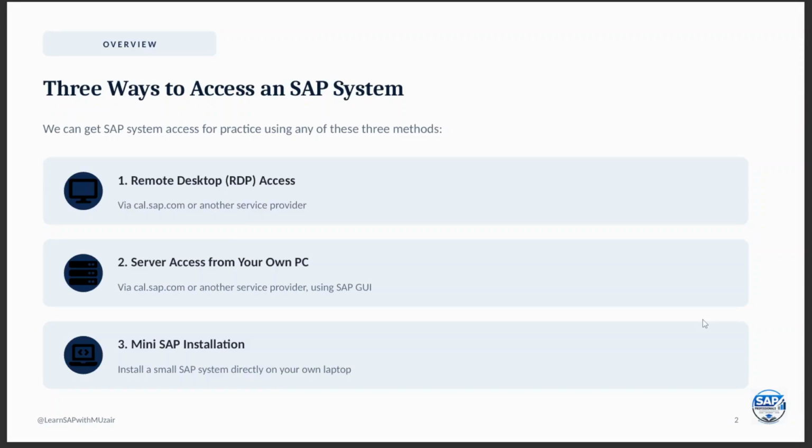And the second is server access from your own PC or laptop, again through call.sap.com or another provider, but this time using an application called SAP GUI, graphical user interface. This is software you install on your system, and then you can start using SAP. And the third is a mini SAP installation, where you install a small SAP system directly on your own laptop. Let's go through each of these one by one, starting with the first method.